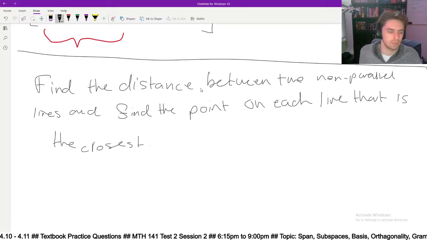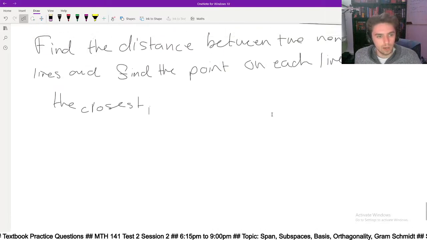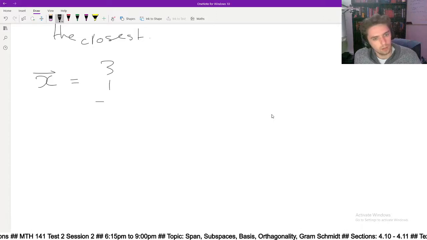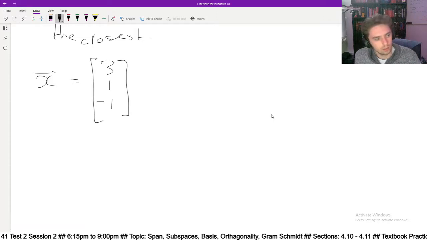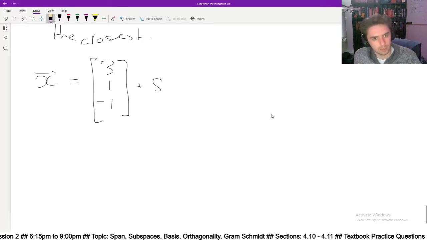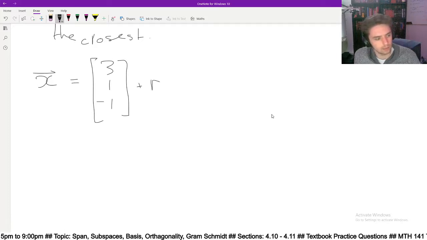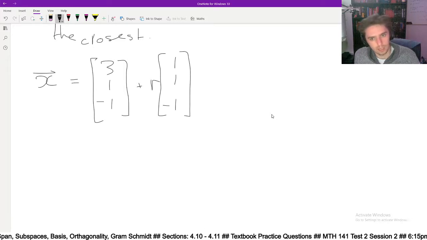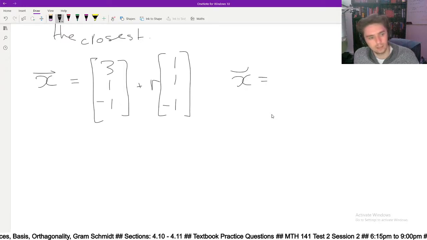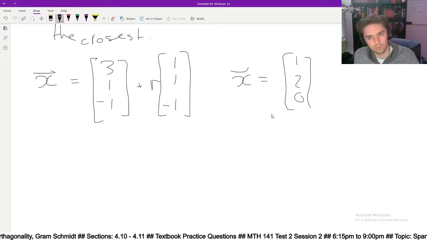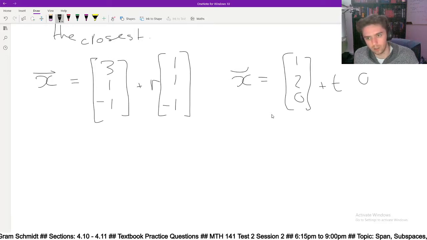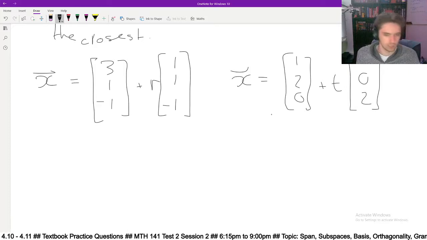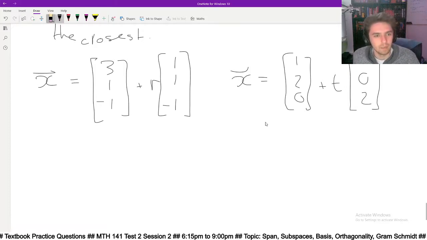Okay. So we're given two lines. Our first line is this in R3: 3, 1, minus 1, plus S. I don't like S, so I'm going to say R, because my 5s look like S's. So 1, 1, minus 1, R times that. And the other line is X: 1, 2, 0, plus T times 1, 0, 2. So I might have to stop for a second and either look at my solution for this or look up one part of how to do it. But I do remember the beginning at least.